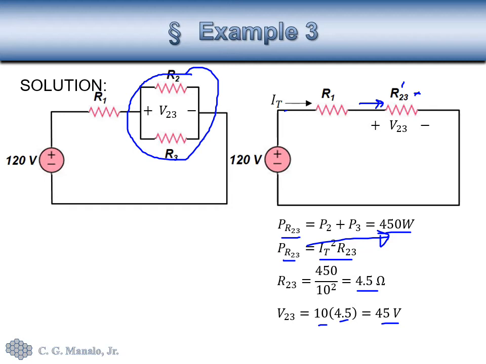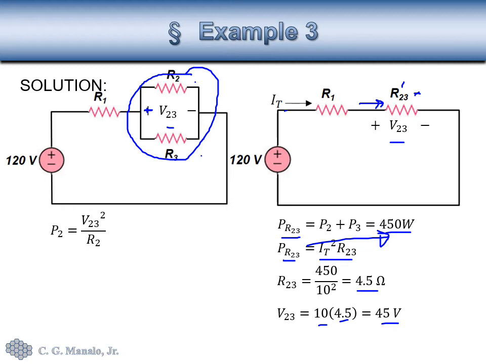Now, since this R23 is the combination of R2 and R3 in the original drawing, this voltage V23 is also this voltage here, which is the voltage across each of these resistances, R2 and R3. And because of that, we now know the voltage across resistances R2 and R3. And we can express their powers in terms of that voltage.